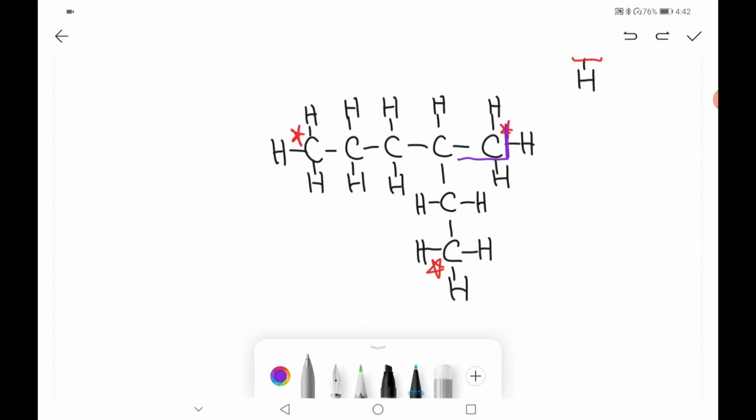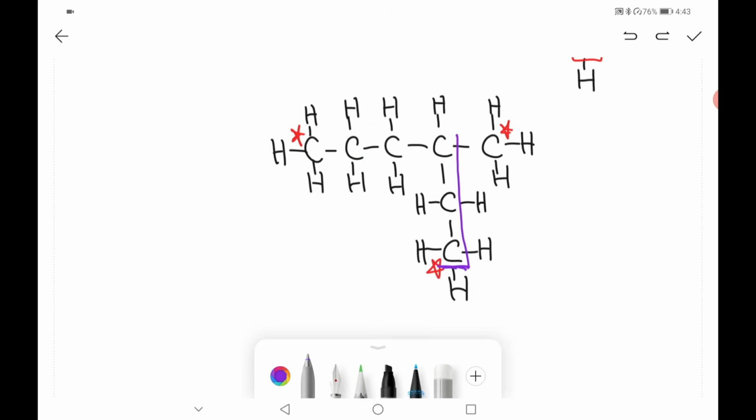What if I start from here? 1 2 3, if I go here, 4. I also can try this one, 1 2 3 4 5 6. So you have to try every possible pathway, try every possible jalan. Try all the jalan that you have.